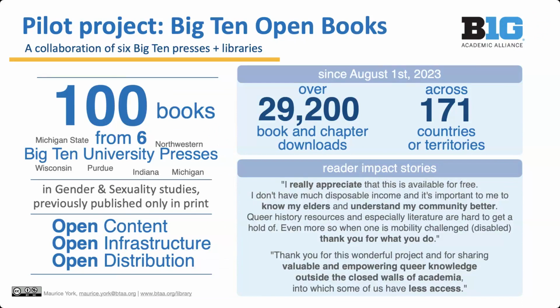So we've been going since August 1st, and this is just to give a sense of the impact of these 100 books so far, the 100 books from the 6 presses. I should explain that we're using an open all the way through type approach. So it's open content, it's hosted on open infrastructure. So the Fulcrum platform that it's hosted on, run at University of Michigan, is completely open source. And the focus is on open distribution.